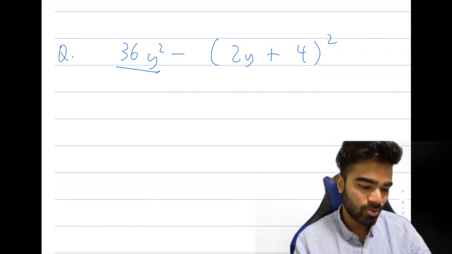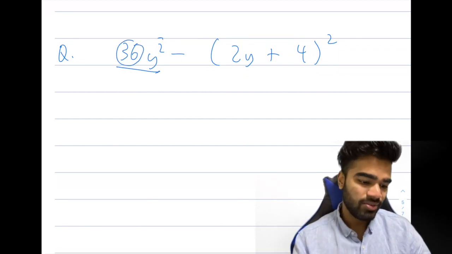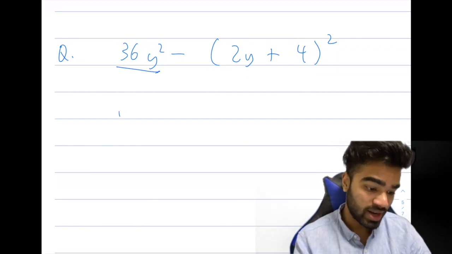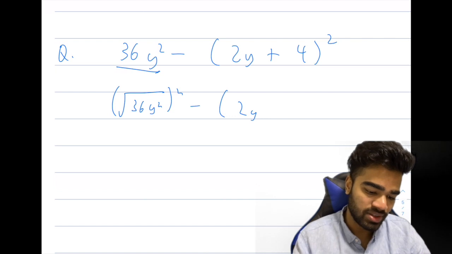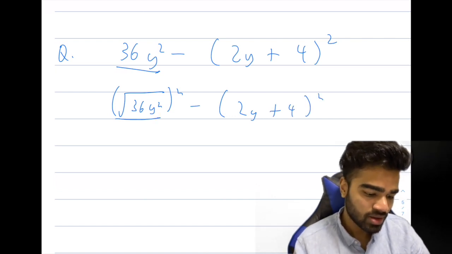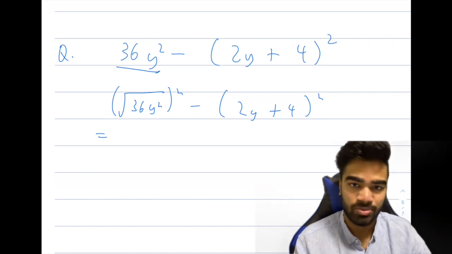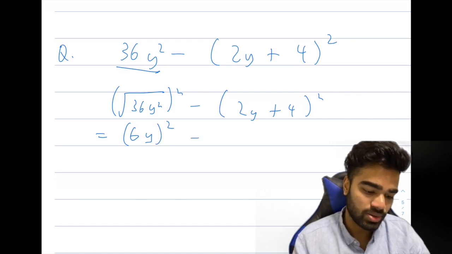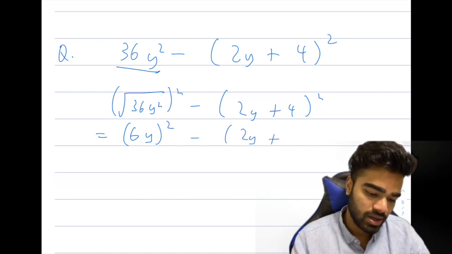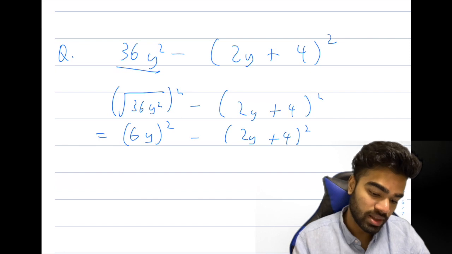So now let's think about what happens if I put a number in. What did I say? If you have a square number and a squared variable, you can square root it, 36y squared, and then square it again. Minus, and then same, this just comes down, 2y plus 4 whole thing squared. So what is this going to be? We talked about this, we just did it. Square root of 36 is 6, square root of y squared is just y. So 6y whole thing squared, minus 2y plus 4 whole thing squared.